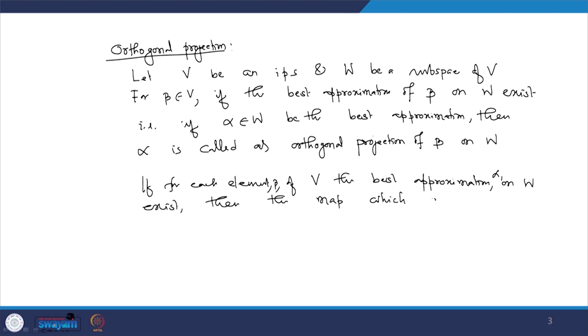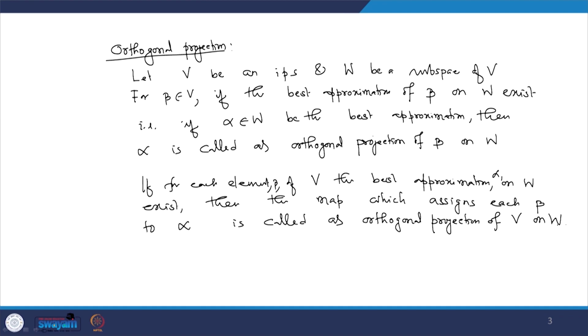assigns each beta to alpha is called the orthogonal projection of V on W. So, orthogonal projection of V on W is a map, a function from V to W, which assigns each element of V to its best approximation on W. It is like this: E is a function from V to W mapping beta to E beta, which is equal to alpha belonging to W. So, we have the orthogonal projection of a vector V on a subspace W.